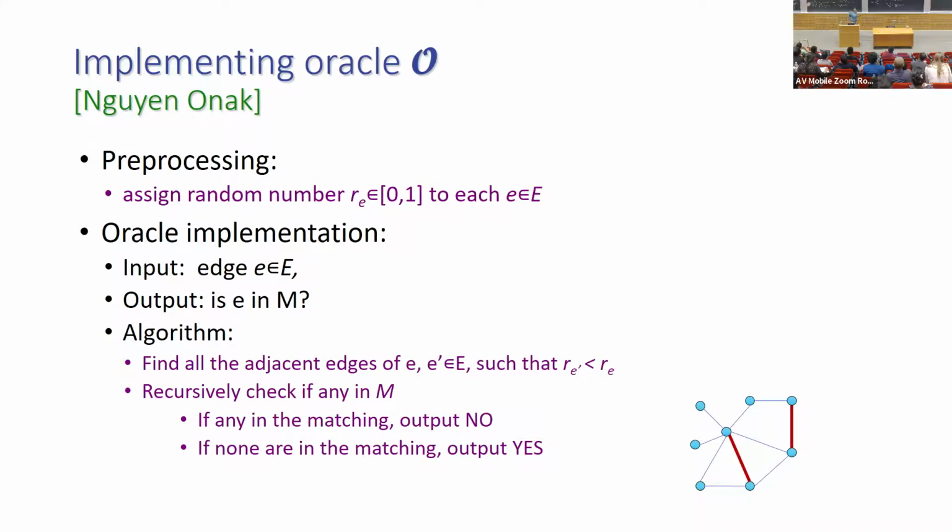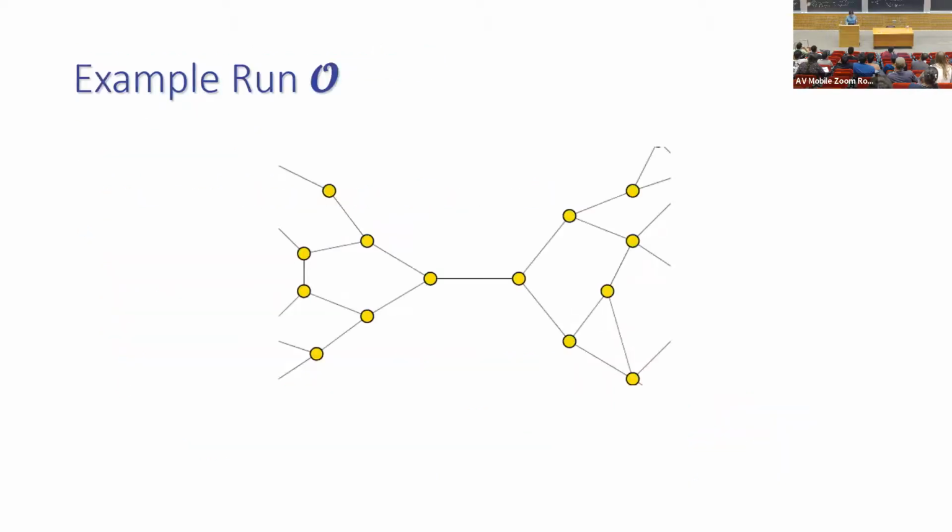We're going to assign a random number to every edge in the graph. And now when I get asked, is edge E in the matching? That's the question. Do I have to go through the whole graph to figure it out? And what they say is, no, you don't. What they're going to say is, find all the adjacent edges to E in this graph. And actually, I'm going to do an example. Maybe I'll do it now. Here.